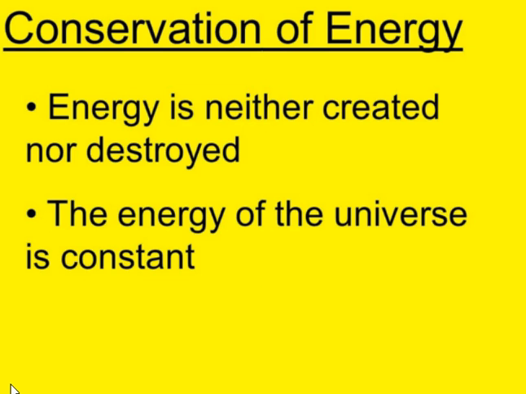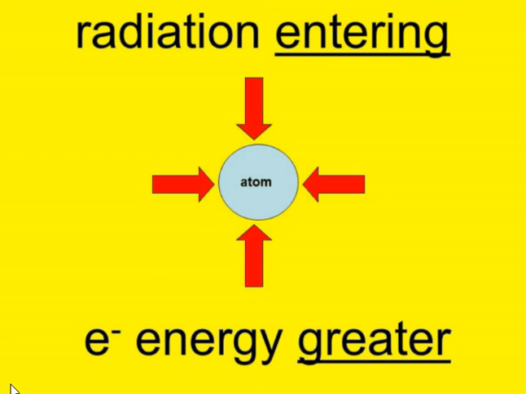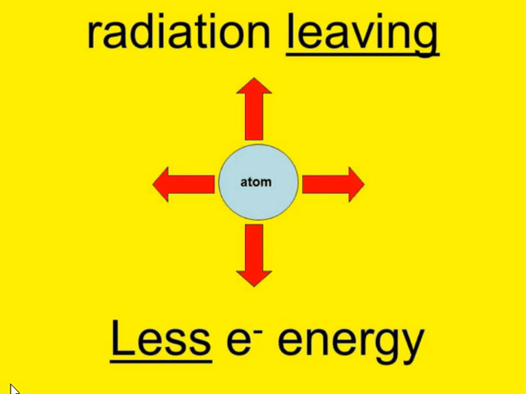Scientists were beginning to focus their attention on electron energy. Energy is neither created nor destroyed, just like mass. So it follows that if radiation is entering an atom, and we know that that radiation is being absorbed by electrons, electron energy must be greater. The reverse, if radiation is coming out of an atom, we know that it had to have been coming from somewhere, and we can assume that it must have been coming from the electrons.